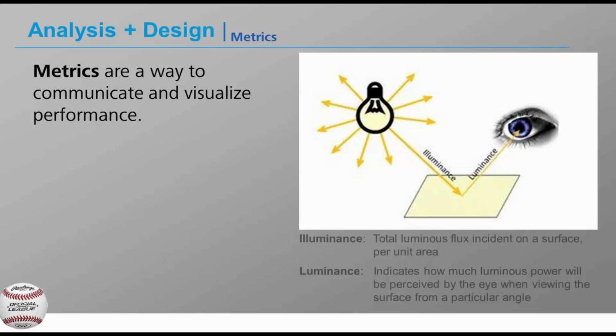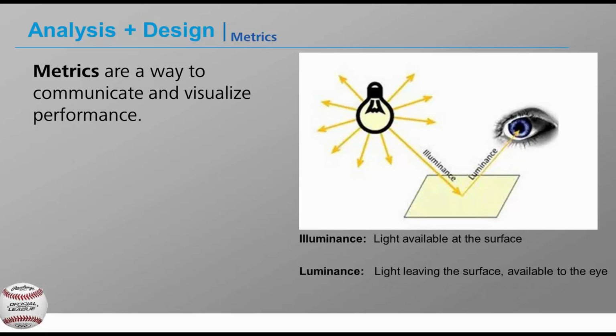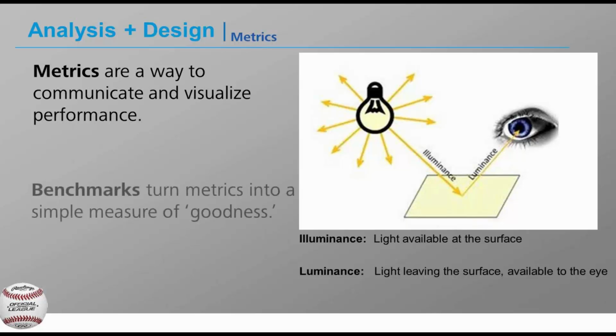Some typical metrics, simple characteristics that are processed during a lighting analysis, are illuminance. This is how much light is falling on a surface, and luminance, which is how much light is basically coming off a surface, how much light is available to the eye. So these metrics are just a way to measure the performance of daylighting.